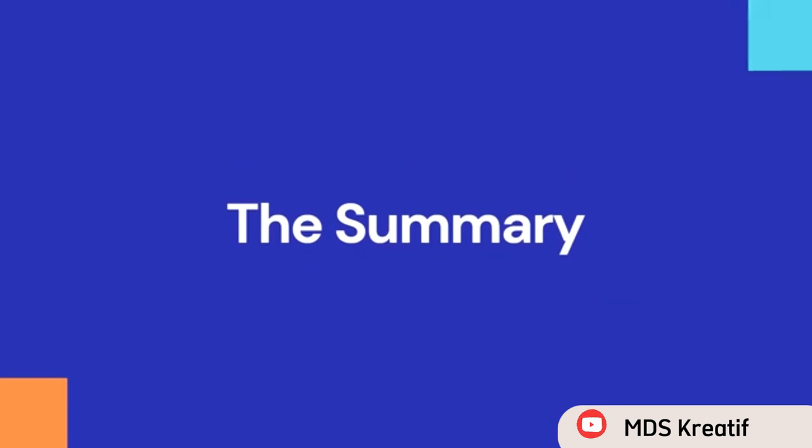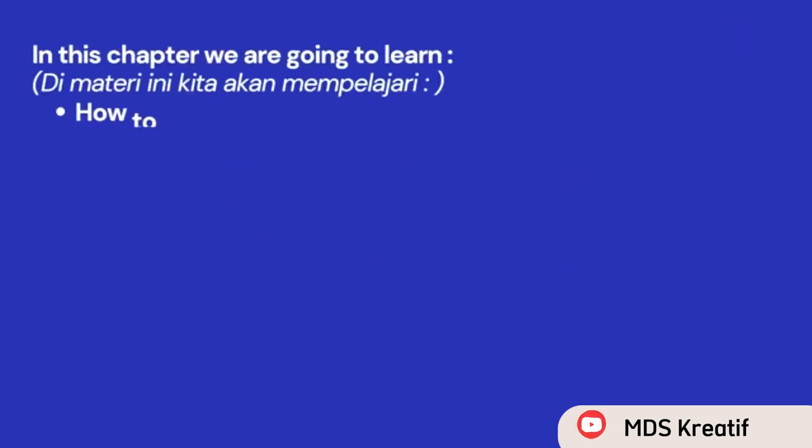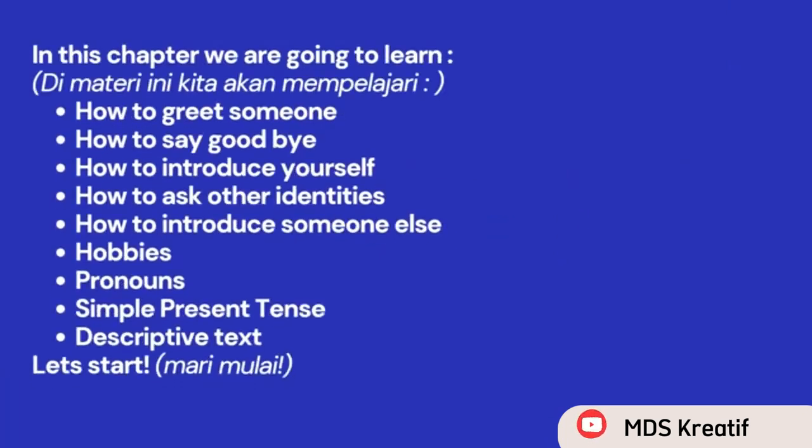The summary. In this chapter, we are going to learn how to greet someone, how to say goodbye, how to introduce yourself, how to ask other identities, how to introduce someone else, hobbies, pronouns, simple present tense, and descriptive text. Let's start.